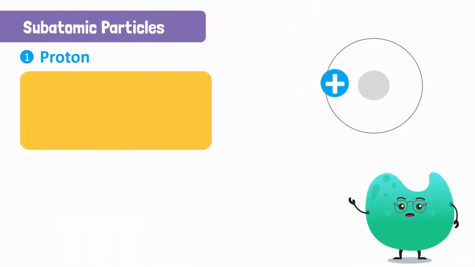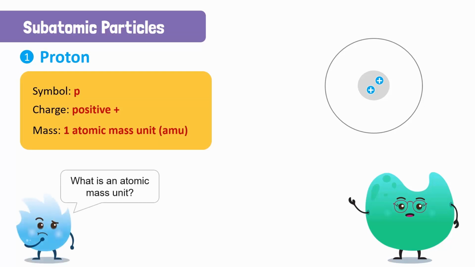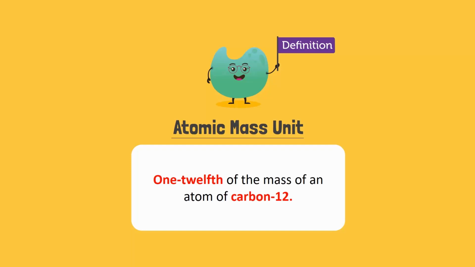First up is the proton, represented by a small p. It has a positive charge and a mass of 1 atomic mass unit. An atomic mass unit, AMU, is defined as 1/12th of the mass of an atom of carbon-12.